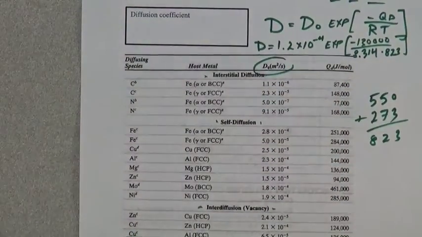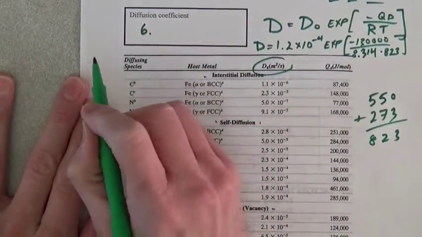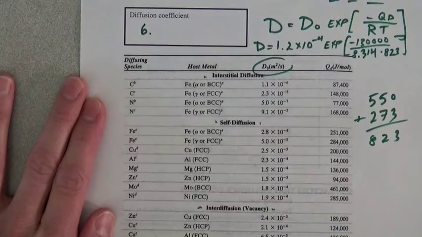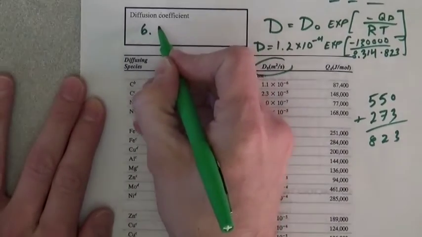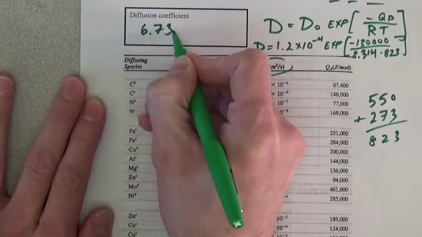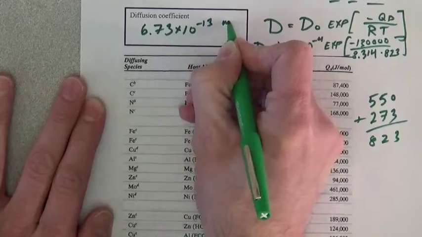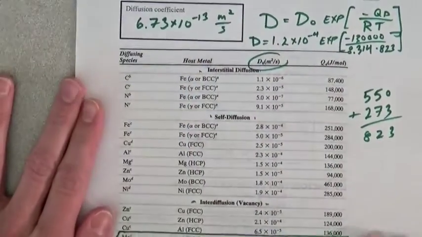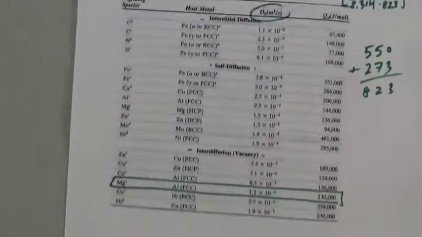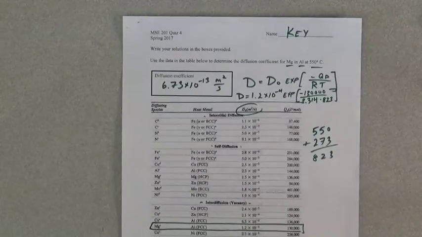Putting this into the calculator, we get 6.73 times 10 to the minus 13 meters squared per second. And that is the solution for Quiz 4.